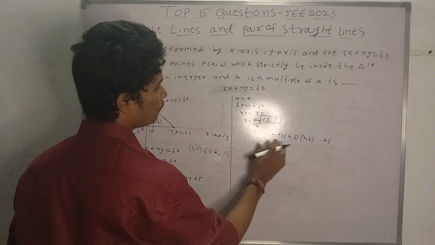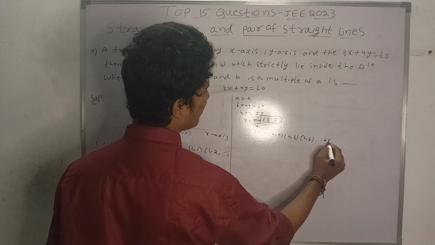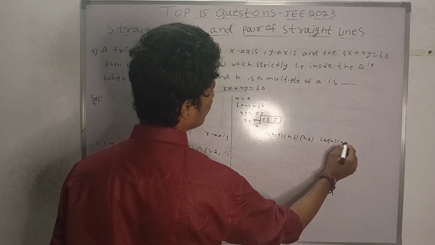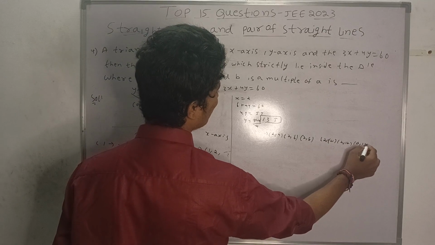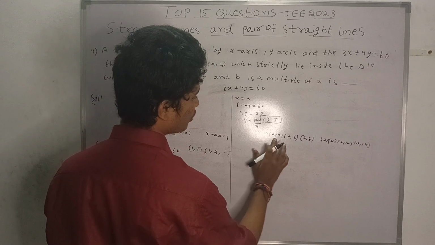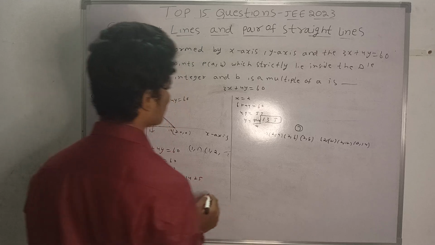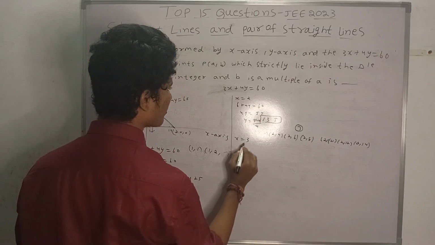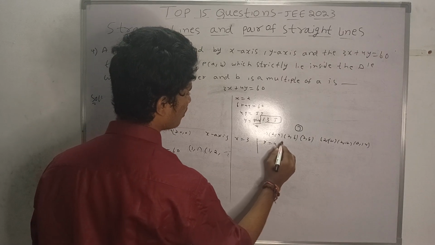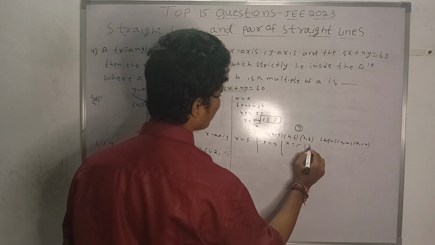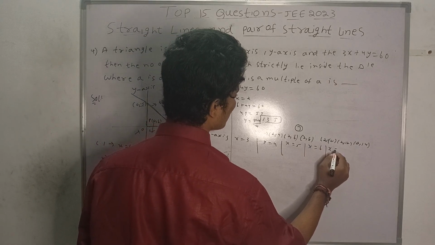How many points will it get? 2 comma 2, 2 comma 4, 2 comma 6, 2 comma 8, 2 comma 10, 2 comma 12, 2 comma 14. So this is the end. How many points? 1, 2, 3, 4, 5, 6, 7. So here there are 7 points. And when x equals 3, and when x equals 4, and when x equals 5, when x equals 6, x equals 7.